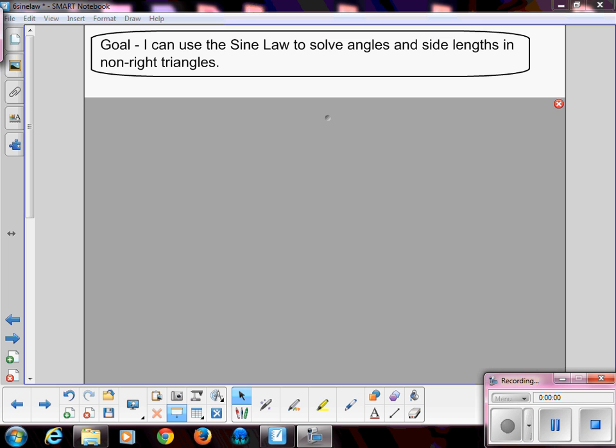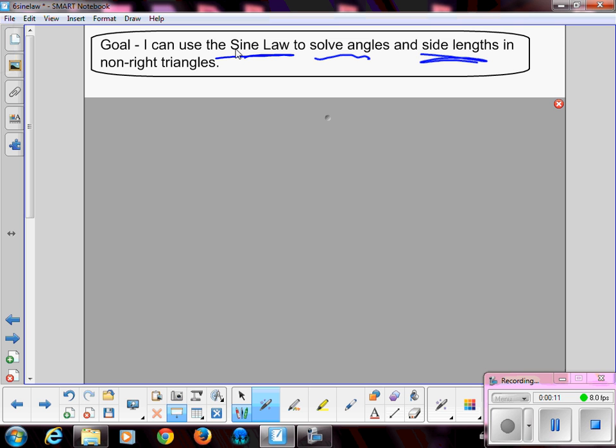Okay, today what we're looking at again is a review of something you've done before, and that is the sine law. And so our goal today is I can use the sine law to solve angles and side lengths in non-right triangles. So what's different here is sine law can be used in triangles that do not contain a 90 degrees. So that's very useful for us.